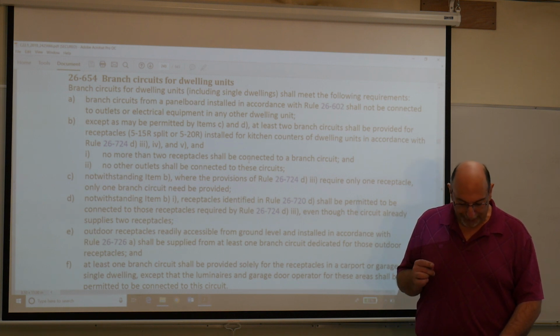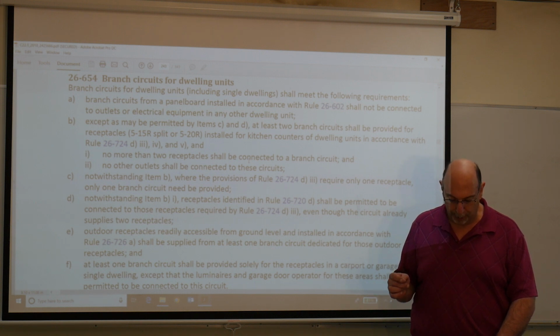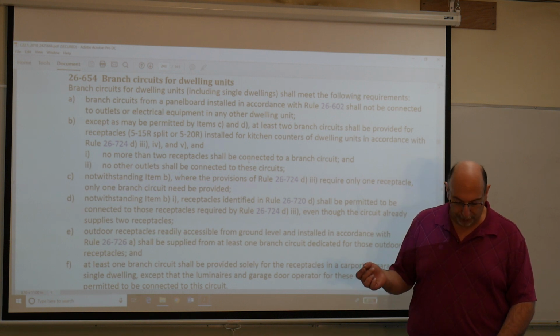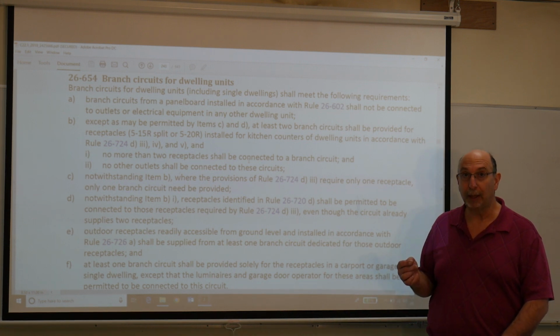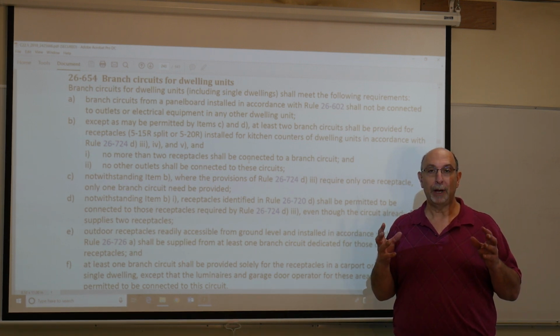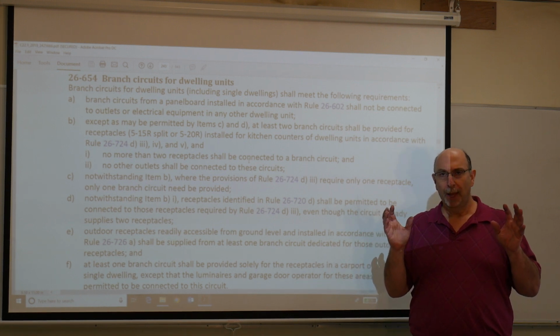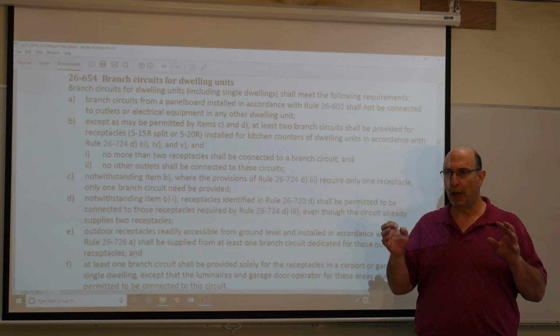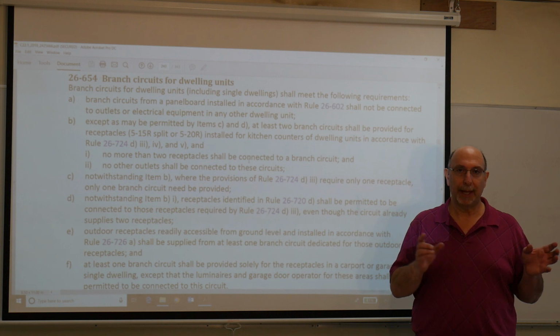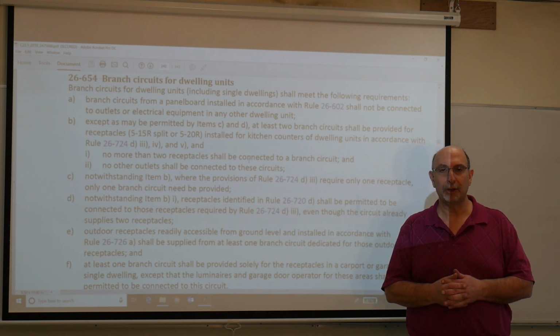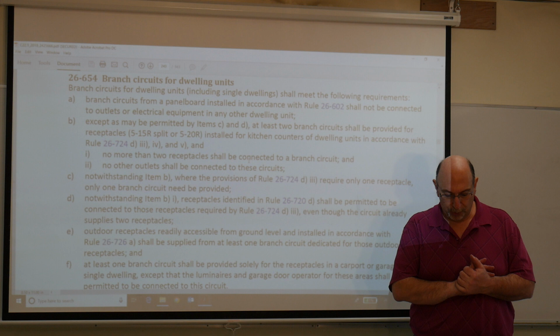Subrule F, at least one branch circuit shall be provided solely for receptacles in a carport or garage of a single dwelling unit, except that the luminaires and garage door opener shall be permitted to be connected to the circuit. So if you've got a dwelling unit, let's say you put your vacuum system in the garage, that is one circuit. Your receptacles in the garage have to be on a separate circuit, and you can include the lights in the garage as well. Anyway, we're done with 26.654.